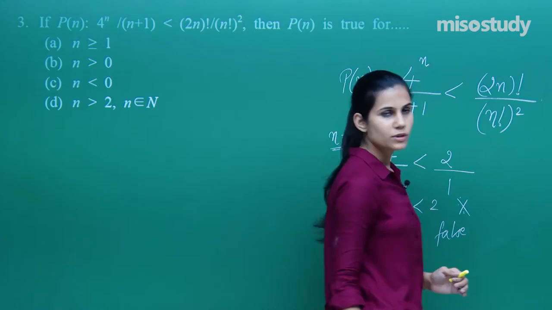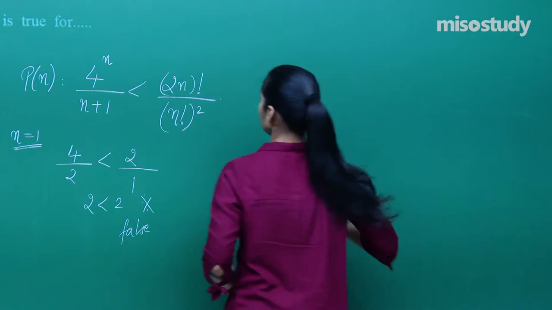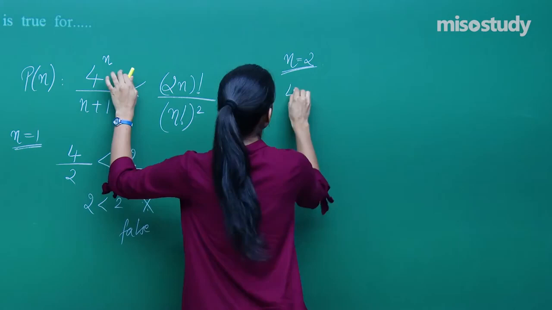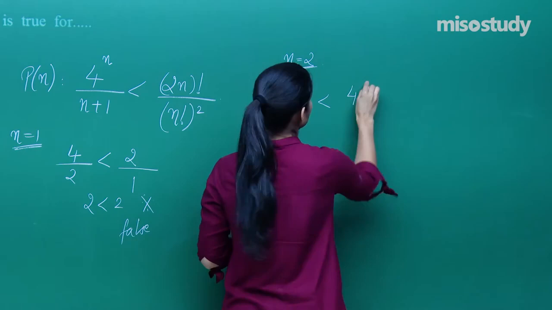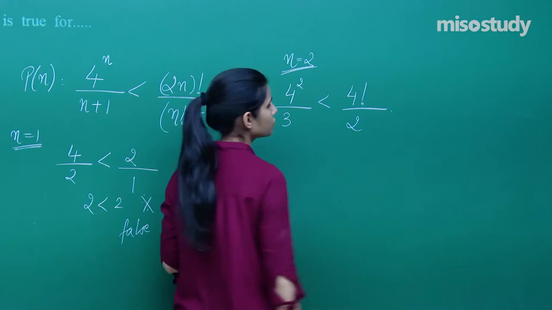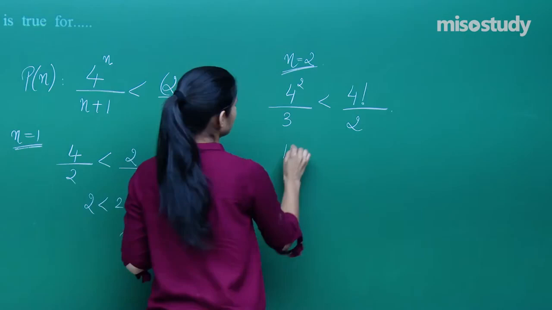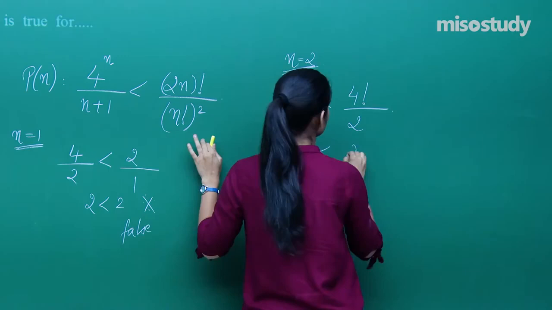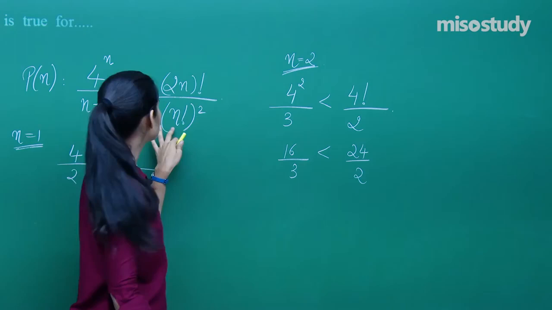If I talk about n equals 2, it becomes 4 square upon 3 less than 4 factorial upon 2 factorial, which is 2, whole square. So you get 4 square, which is 16, divided by 2 plus 1 is 3, is less than 4 factorial, which is 24, divided by 2. This is 2 factorial whole square. So this is 4.